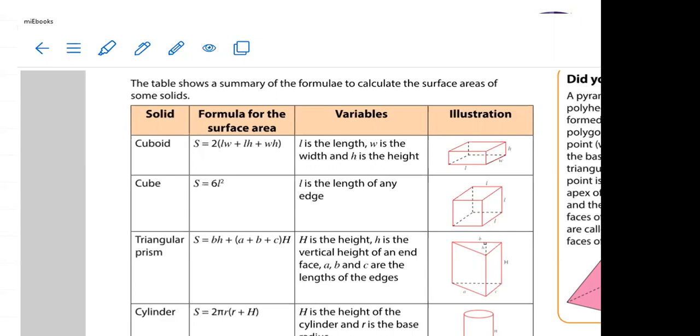And of course, the triangular prism is there, which we have also looked at. And then we also have a cylinder. Can you see that the surface area of a cylinder is given by the formula S is equal to 2 pi r, open bracket, r plus h, where h stands for the height, and r is the radius of your cylinder? So h is the height of the cylinder, and r is the radius. All right, great.